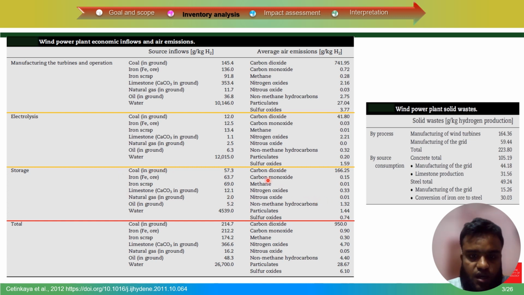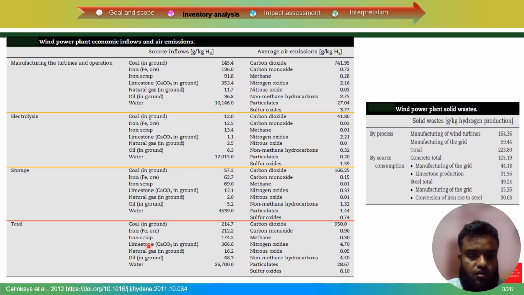And for each of the processes or each of the resources used, like coal, you are emitting carbon dioxide, carbon monoxide, methane. Not necessarily are you burning coal and producing CO2 only, but rather you are producing carbon dioxide, carbon monoxide, methane, and so on.